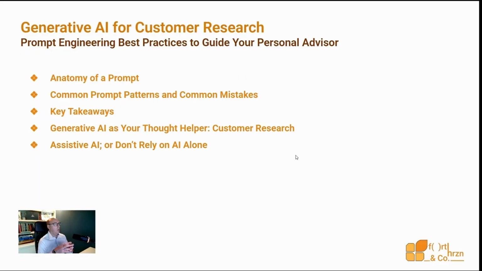So let's get into some prompt crafting good practices. We'll have a quick look at the anatomy of a prompt, then some common prompt patterns and common mistakes, wrapping that up with some key takeaways. Then the main body of this session, generative AI is your thought helper for the purposes of customer research. 6 prompts used in sequence to generate an industry point of view, a customer point of view that helps you do your job as a salesperson. And then assistive AI, or don't rely on AI alone.